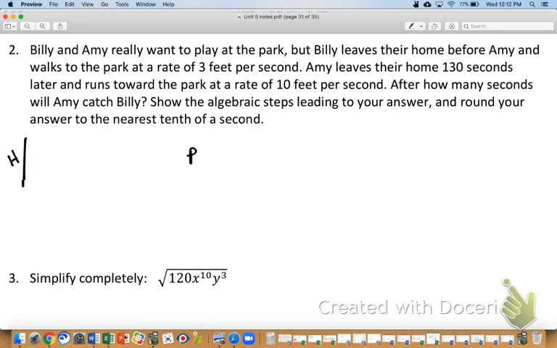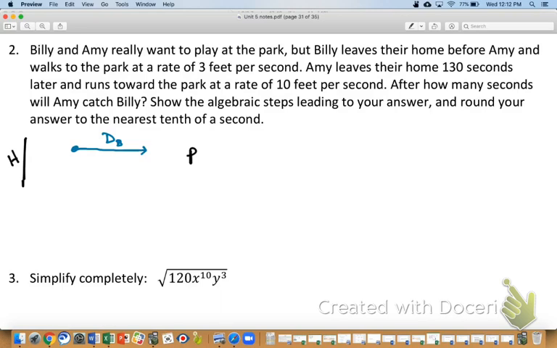Park is over here somewhere. Based on the way that I read this, I can tell right away that Billy gets a head start, heading to the park, right? So Billy jumps out here. He gets his head start. He continues on towards the park. I'm going to call that distance of Billy, dB.